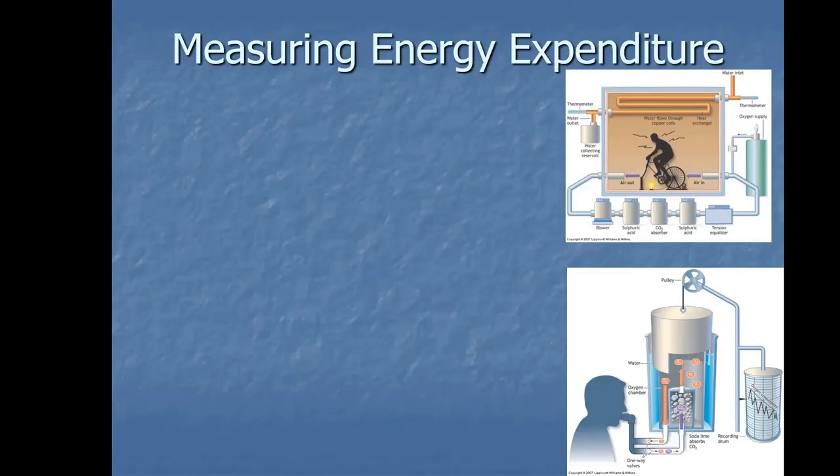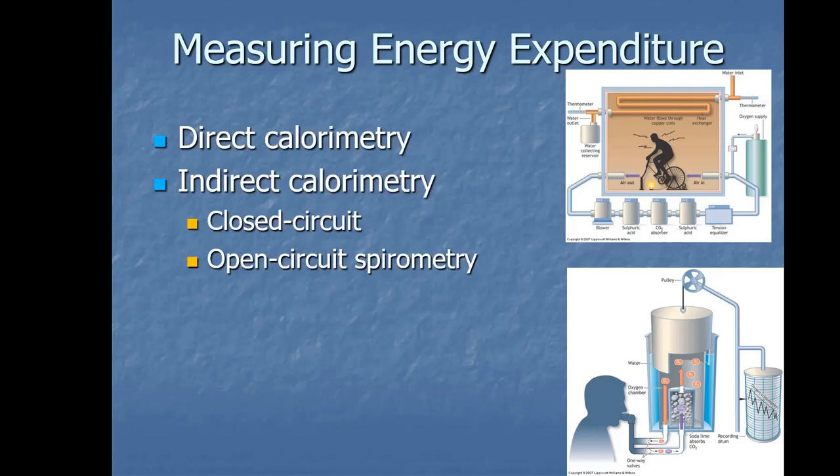So we're going to shift gears a little bit right now and talk about ways to measure energy expenditure, and this is going to be related to oxygen consumption also, at least for the most part. So there's different ways to quantify energy expenditure, and these are known as calorimetry. Calorimetry is basically when you determine how much energy is being transferred. So there's direct and indirect.